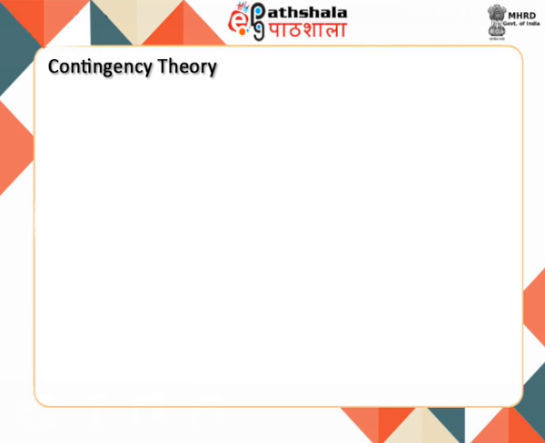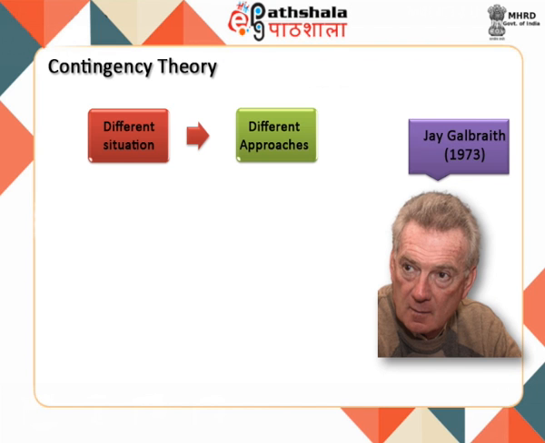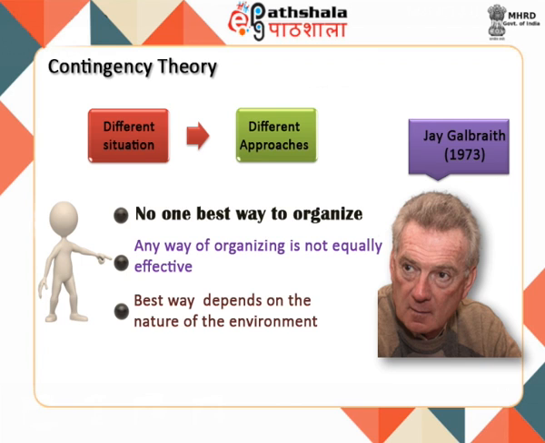Contingency theory is based on the premise that situations dictate managerial action. That is, different situations call for different approaches. No single way of solving problems exists. Contingency theory is an outgrowth of systems design. J. Galbraith, 1973, states that in contingency theory, there is no one best way to organize. Any way of organizing is not equally effective. The best way to organize depends on the nature of the environment to which the organization relates.